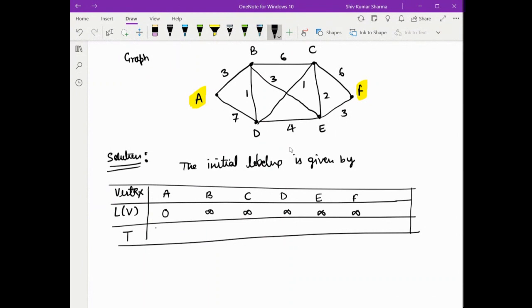And T is the set of vertices. You write it in set form: A, B, C, D, E, F, in curly brackets. So this is the set of vertices. We use this table in each step.